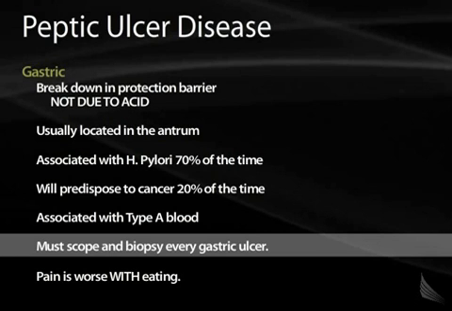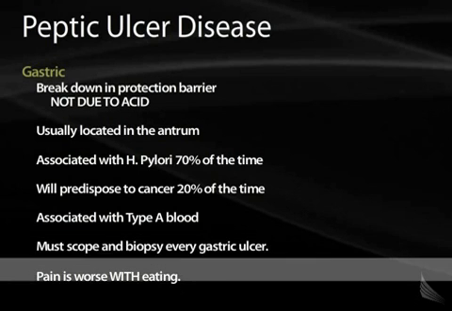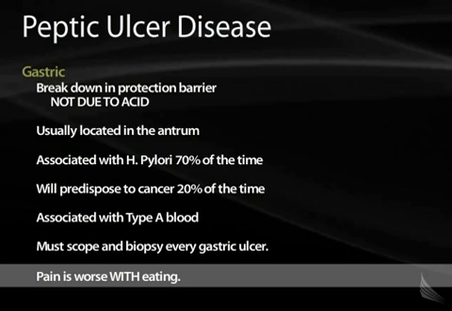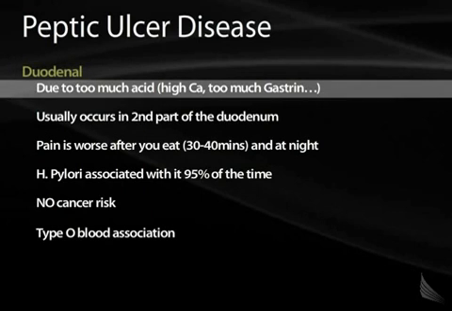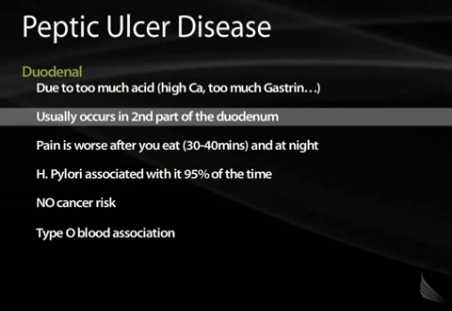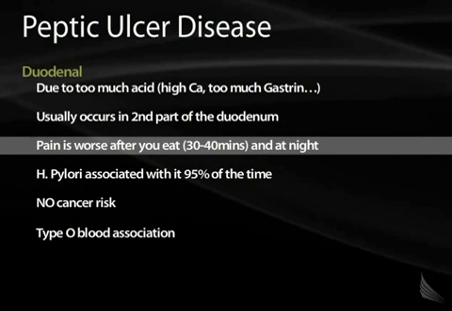With gastric ulcers, the classic teaching is that pain is worse with eating, i.e. as food hits the stomach, although patients often do not read the book, and this is not the case. Duodenal ulcers, on the other hand, are due to the presence of too much acid. This can occur for a number of reasons. This can occur in the setting of Zollinger-Ellison, where there's too much gastric acid production. It usually occurs in the second part of the duodenum, and the pain is often worse after eating and at night. This is, again, unlike gastric ulcers where pain is worse with eating.